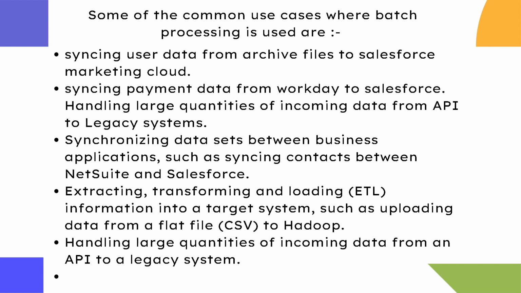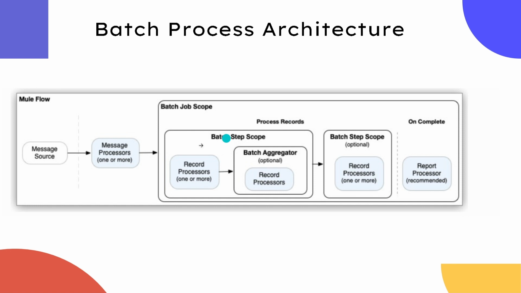In simple words, in this architecture you can clearly see we have a message source from where the incoming message arrives. Message process can be anything. It can be a transform message, which helps you convert that input message into a particular MIME type which is compatible with this batch job. And after that, you can see this batch job scope. As we discussed previously, in this phase we load those records into the persistent queue. It is also known as the loading and dispatching phase.